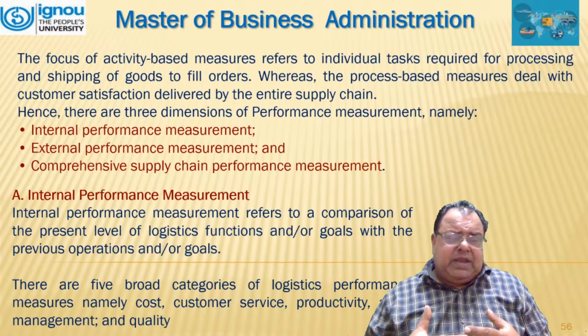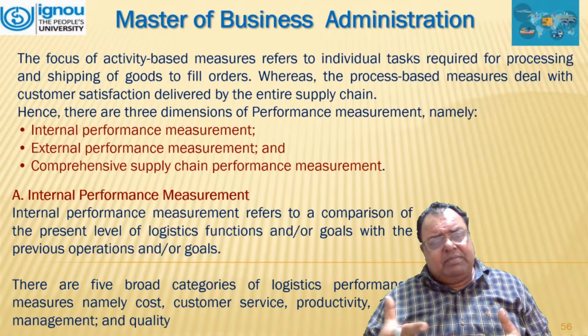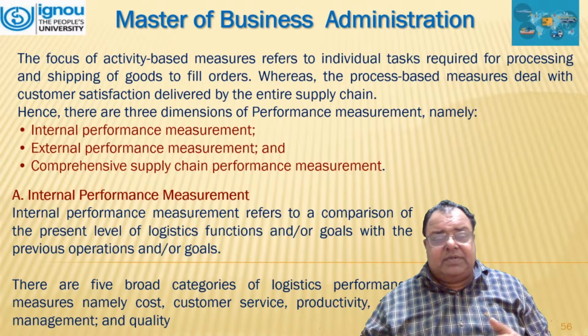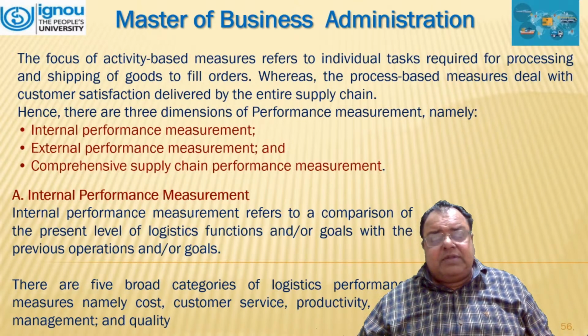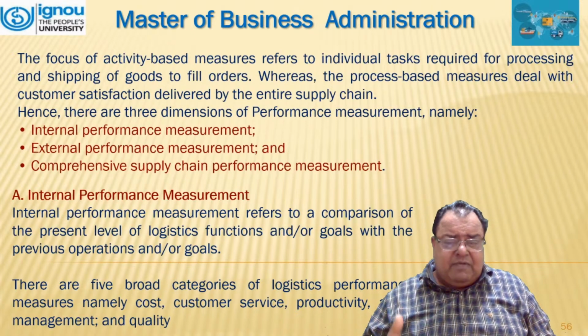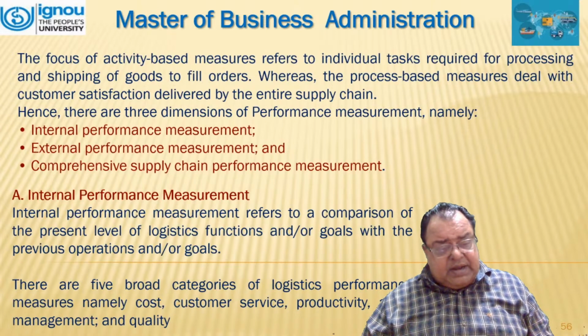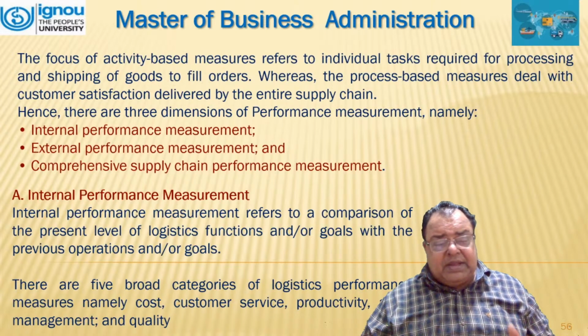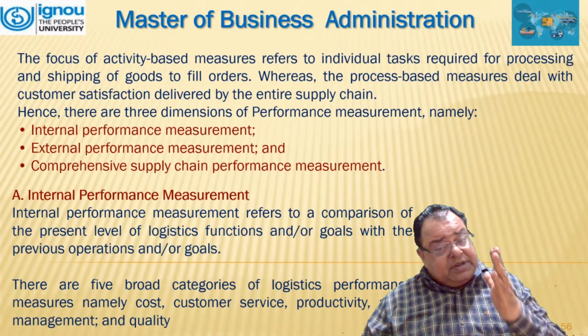The focus of activity based measures refers to individual tasks required for processing and shipping of goods to fill orders, whereas the process-based measures deal with customer satisfaction delivered by the entire supply chain. And there are three dimensions of performance measurement. They are internal performance measurement. Second one is external performance measurement. And the third one is comprehensive supply chain performance measurement.